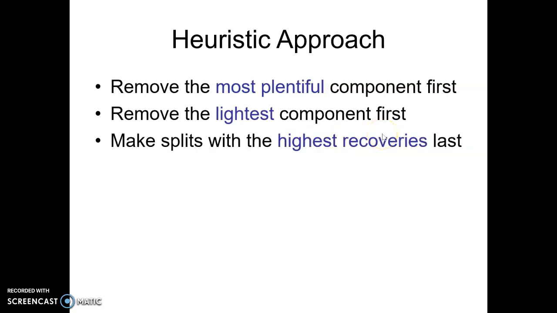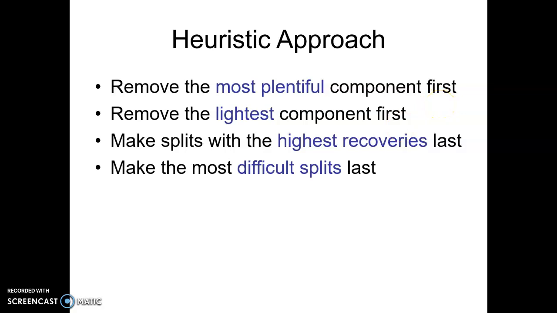Make splits with the highest recoveries last. What I mean by highest recovery is that if you have got 100 moles of component B in the feed, and 99% is getting separated in the distillate, so 99% is the recovery. If the recovery is high, you require more energy or more reflux ratio. So try to do this at the end so that the presence of other species would not impact the energy requirement of that column. Make the most difficult split last.